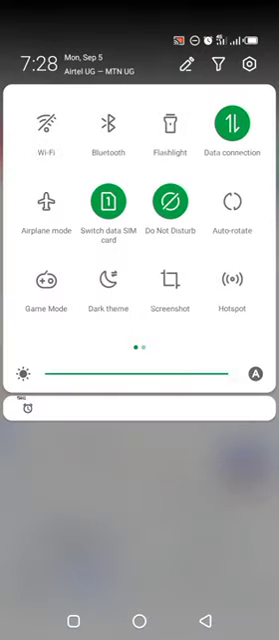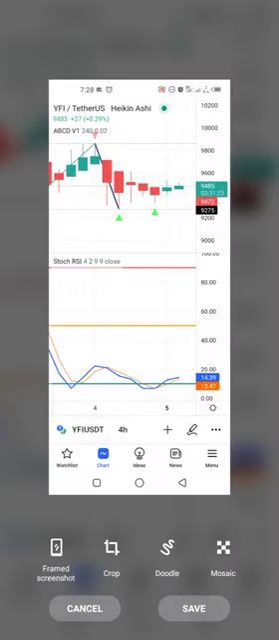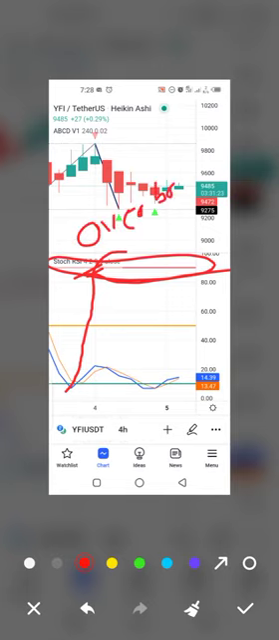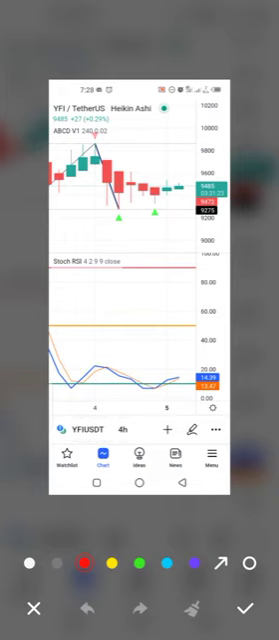Now, it has 3 divisions, all right? I don't know whether you can see that. It has 3 divisions. It has this red line here. So once the stochastic moves from here, it goes, then it attaches here. It is in what you call the overbought. It means this coin has been overbought. It's in the overbought area. But once the stochastic now moves from up here, then it comes down here, then here is in the oversold area.